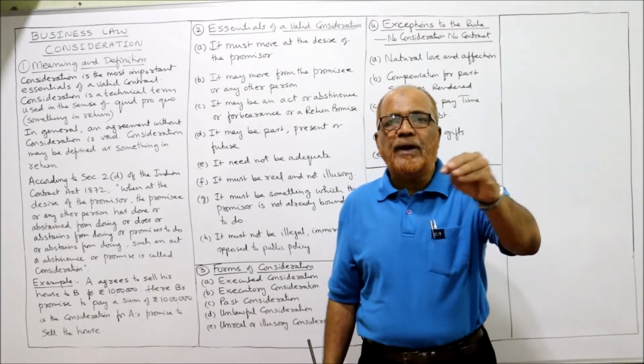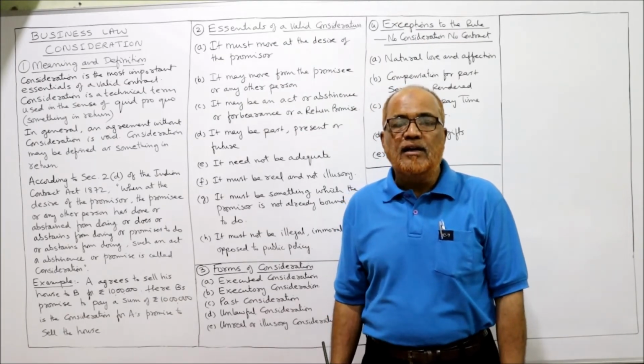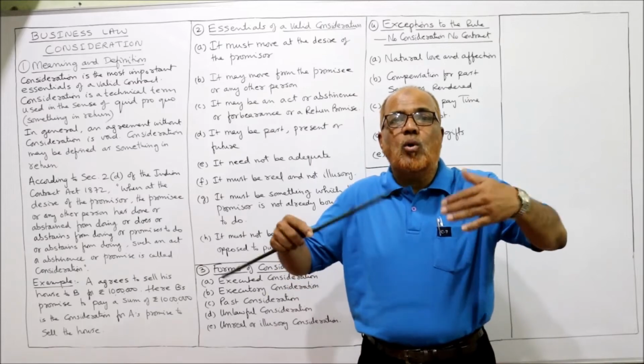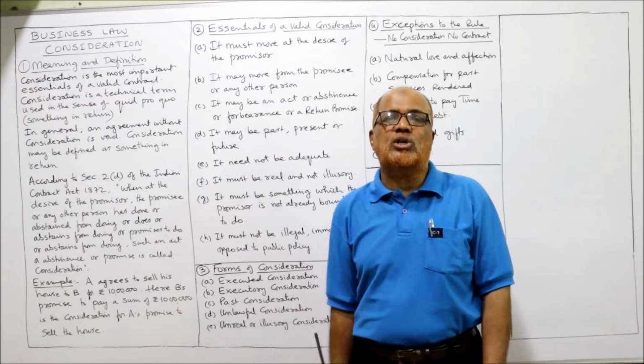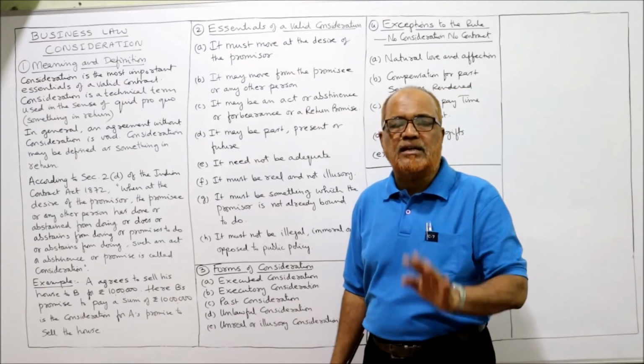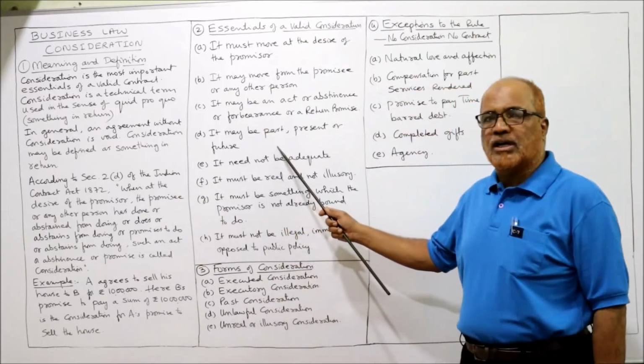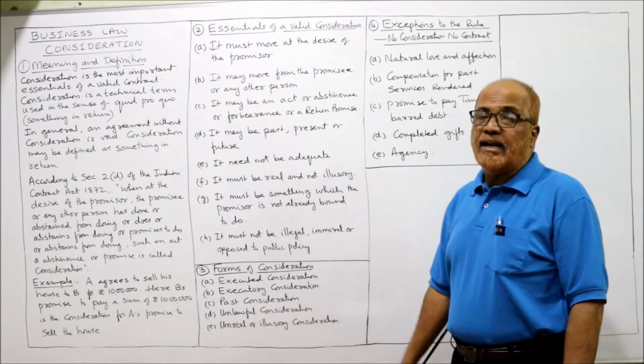B says, I will pay the price after a fortnight. After a fortnight. That means consideration is going to happen in the future. So consideration is not necessarily only present. It may be past, it may be present, or it may be future consideration. It need not be adequate.